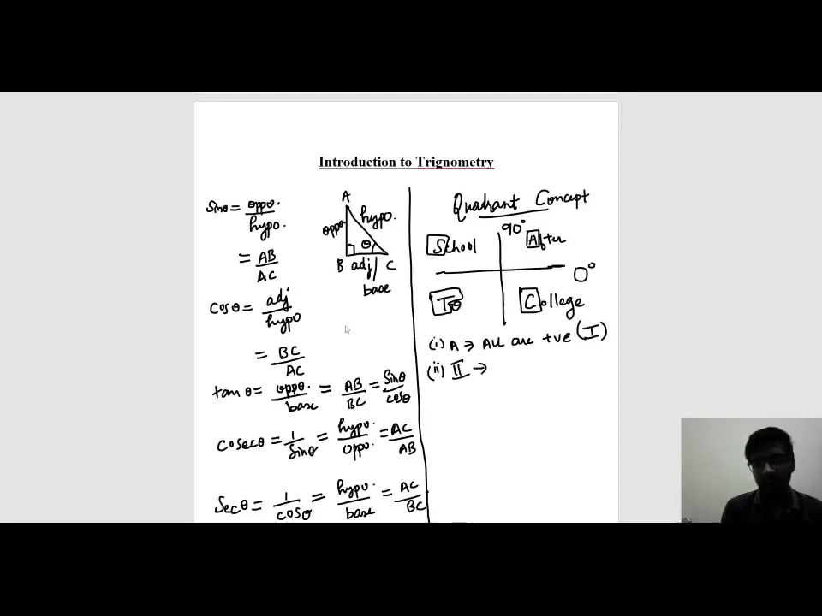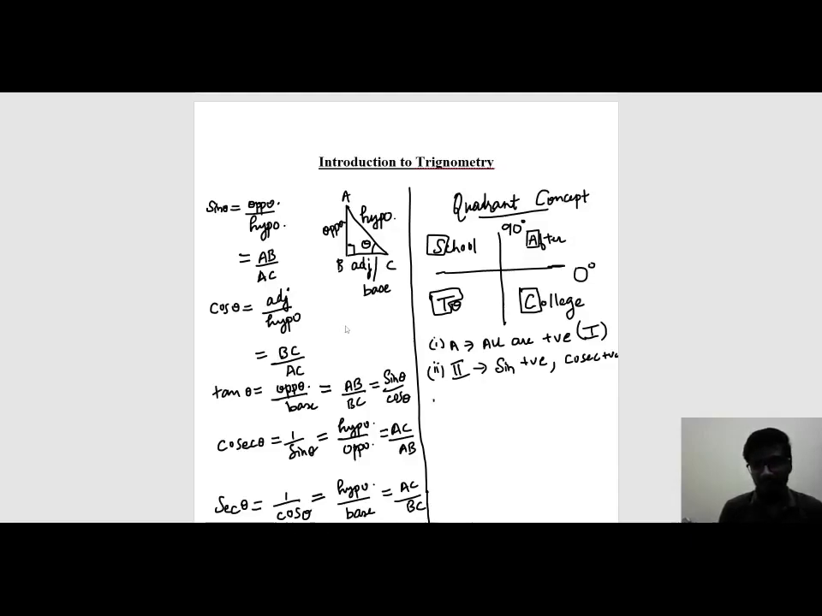Now coming to the second quadrant, since it is starting with S, the only two things that are going to be positive are sine, and what is complementary for sine? It is cosec. Cosec will be positive, and all others will be negative. In the second quadrant, only sine and cosec are positive.